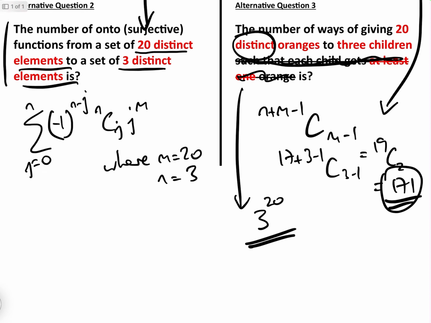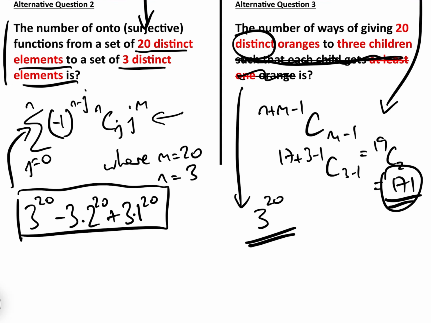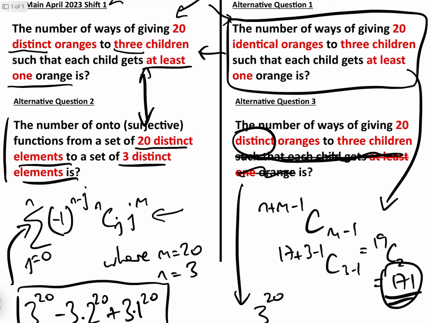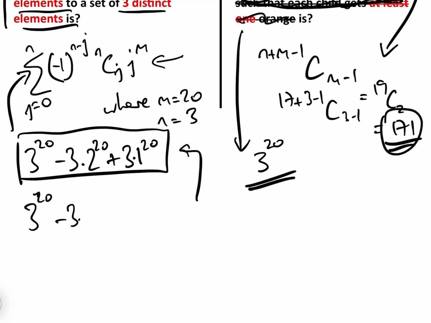And when we plug in all of that, basically we get 3 to the power of 20 minus 3 times 2 to the power of 20, add 3 times 1 to the power of 20. All I'm doing there is just plugging in j equals 0 to 3 into this formula here. And that is actually the answer. So the answer to JEE Main, how many ways can you give distinct oranges to 3 children such that each child gets at least 1 orange? The answer is 3 to the 20 minus 3 times 2 to the 20, add 3.